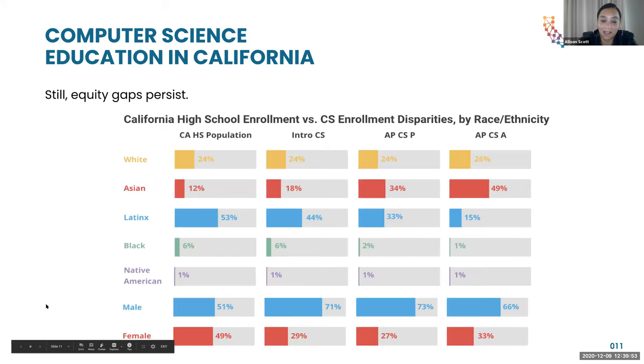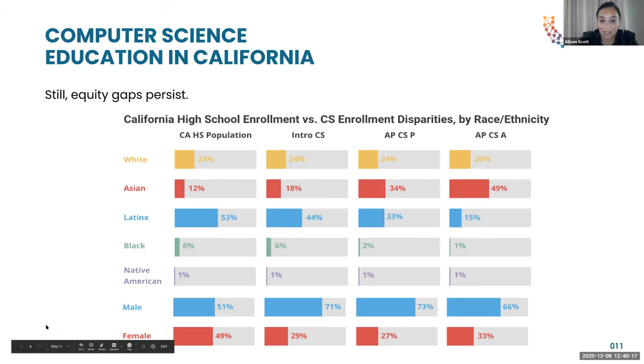So what we're left with are pretty significant equity gaps across the state of California. So we see that female students are underrepresented in every CS course. Latinx students are also underrepresented in every CS course relative to their population in the high school population. And Black students are underrepresented in AP CS specifically.